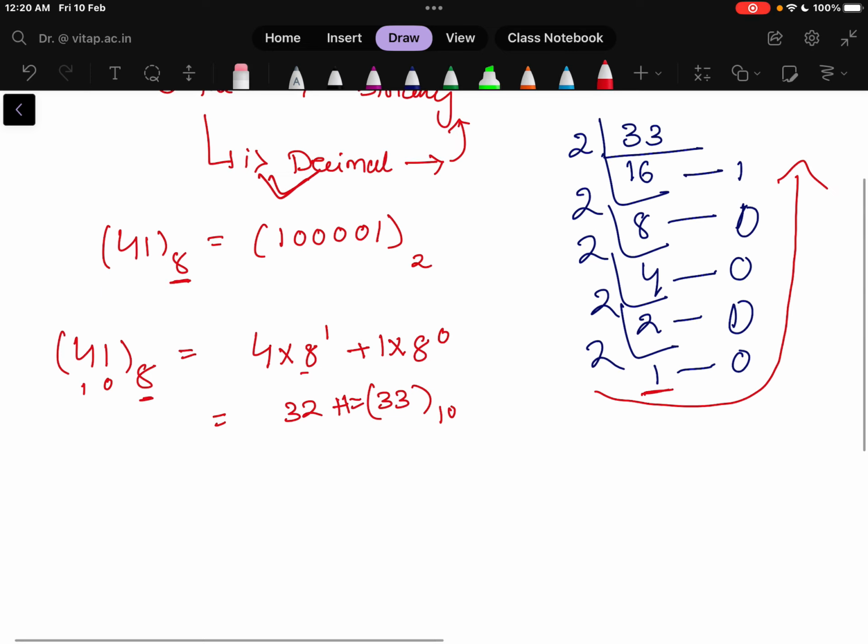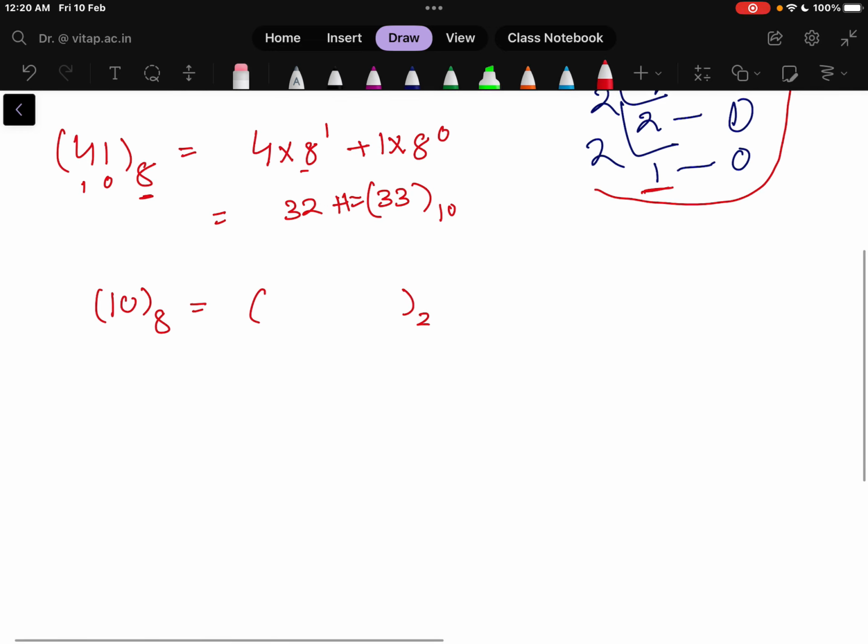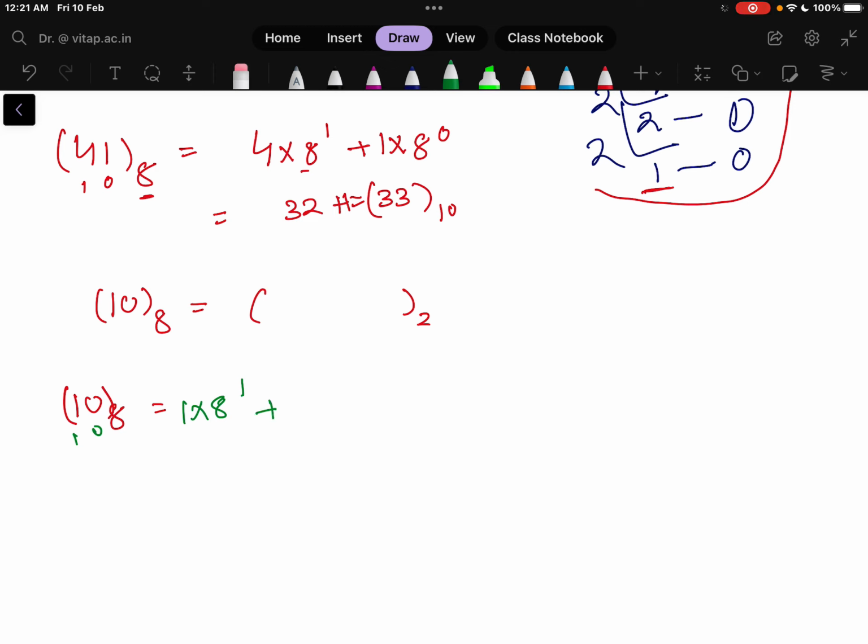Now, let us do another one. If I write 10 base 8, what is its value in binary? First I will convert this octal number to a decimal number. You take the 0th position and the 1st position again. So 1 into 8 to the power 1 plus 0 into 8 to the power 0, and the value is 8. How did we do that? 8 to the power 0 is 1, and 0 multiplied by anything is 0. Then 1 into 8 power 1 means 1 into 8, which is 8.